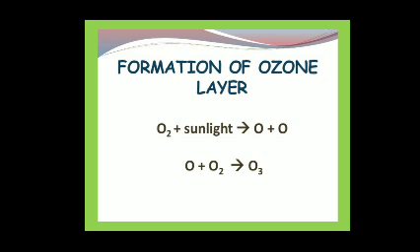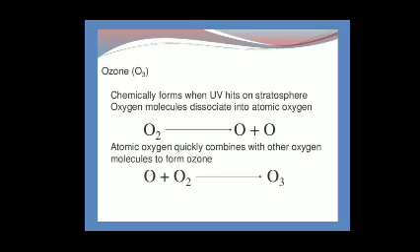Formation of ozone layer. O2 plus sunlight gives O plus O. O plus O2 gives O3. Formation of ozone layer in stratosphere. Ozone, O3, chemically forms when UV hits the stratosphere.